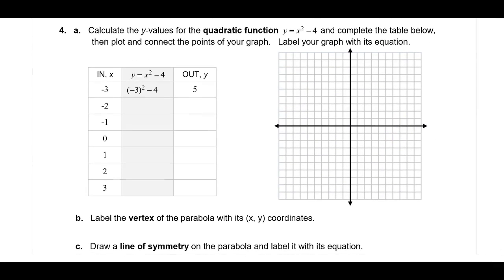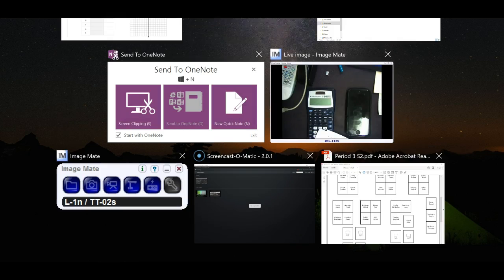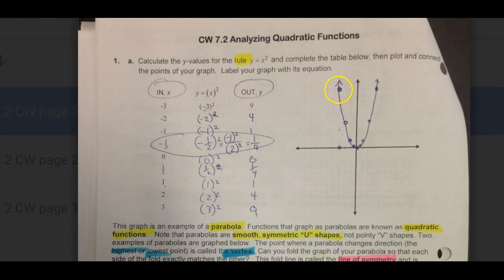Okay, so we're looking at this quadratic function, y equals x squared minus 4. And we're going to graph it and see what happens. Now in the previous graphs, at least in this case, were a U-shape that started right here in the middle. From the middle, it went up to the right, and from the middle, it went up to the left.